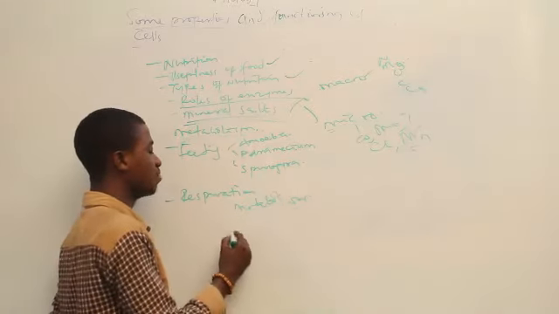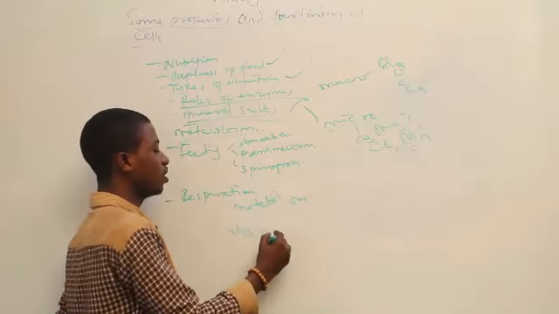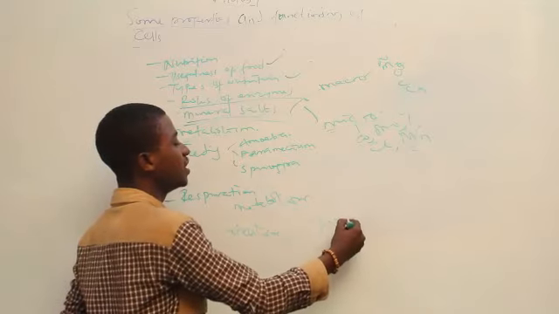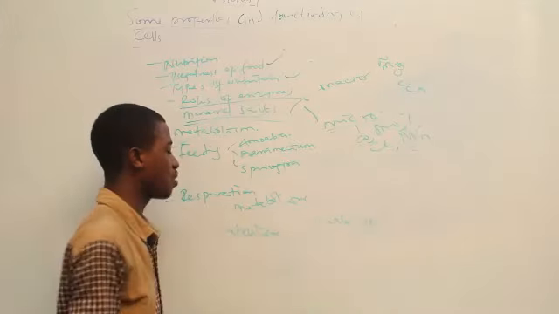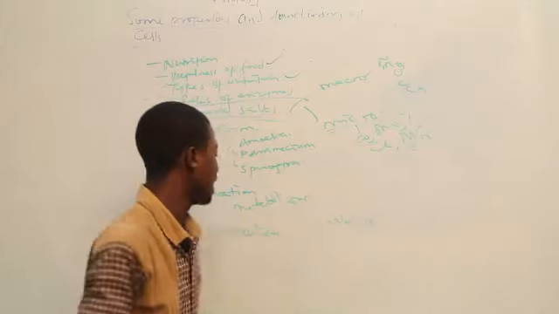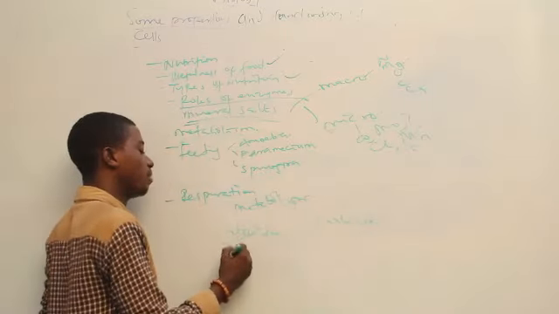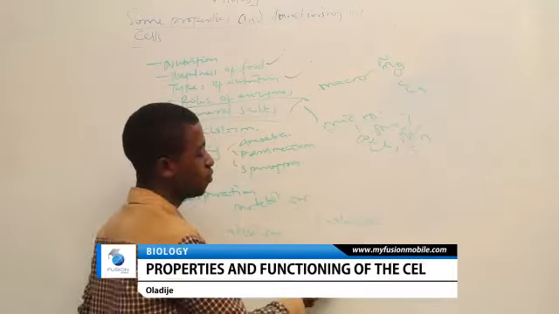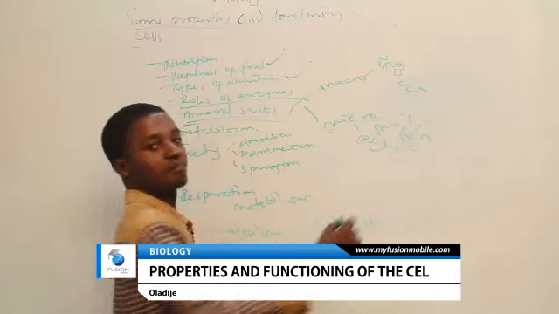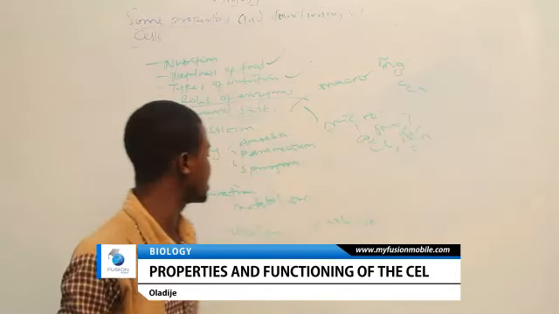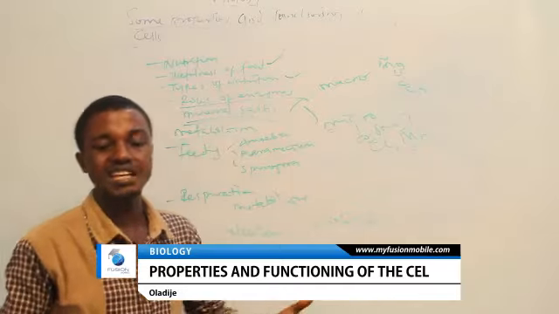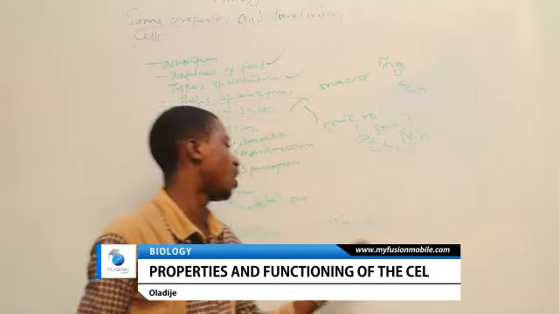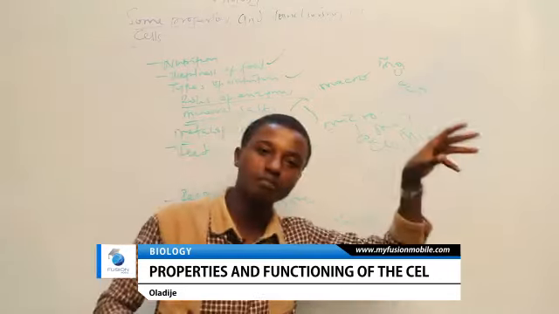We have catabolism, and we've got anabolism. The word kata means to break down. And the word ana means to build up. So in all totality, catabolism is a breaking down process, a breaking down metabolic process, while anabolism is a building up metabolic process.